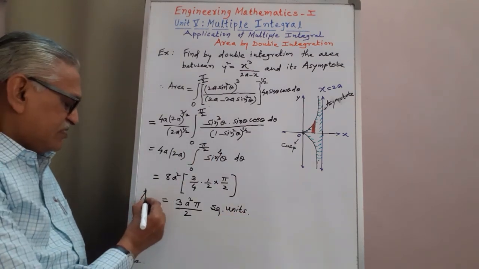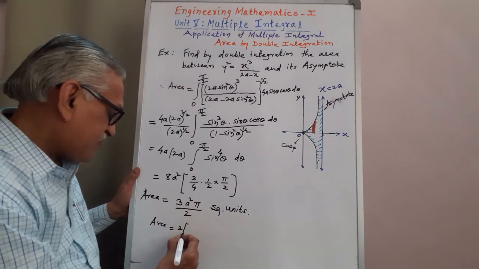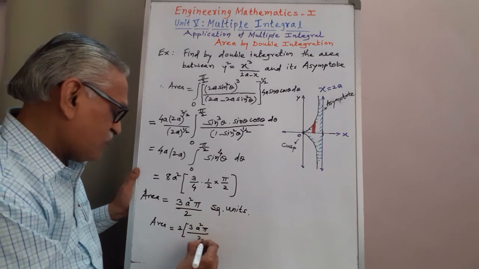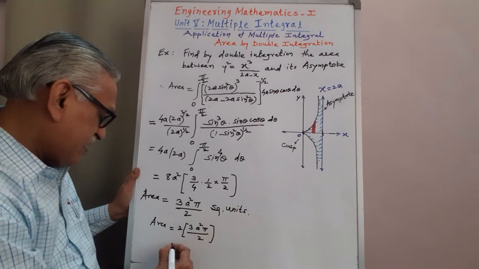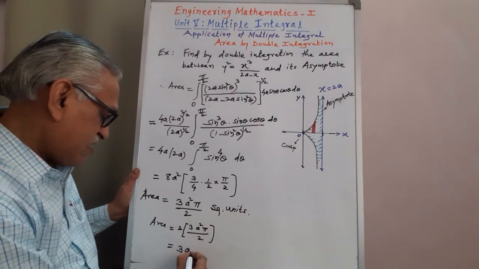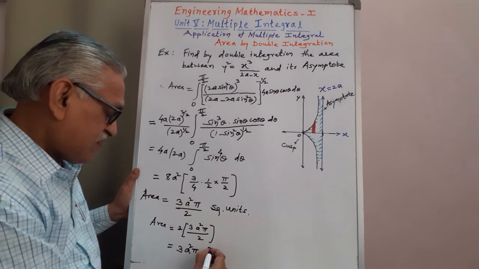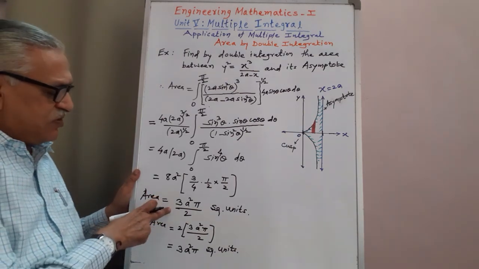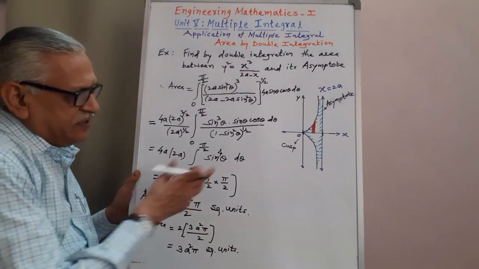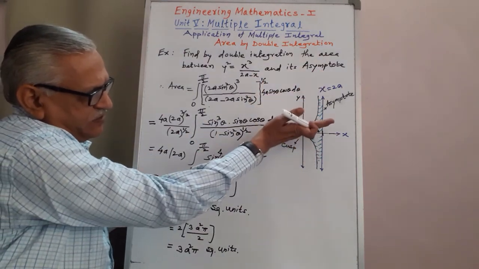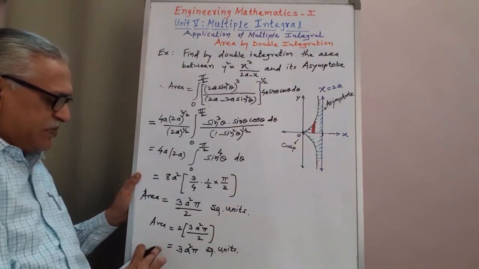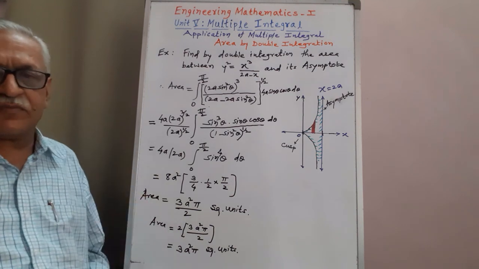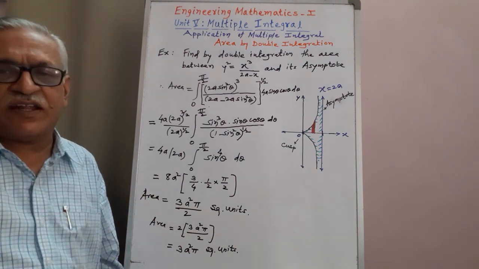Square units is the requested area, 2 times of this value. It is 3a square pi by 2, and therefore this 2 gets cancelled. We get that value as 3a square pi square units. Whatever value I obtained here is the area of the upper part only. The curve is symmetrical about the x-axis, and therefore we make it twice of that result, and therefore this 2 gets cancelled, we get 3a square pi is the required area.